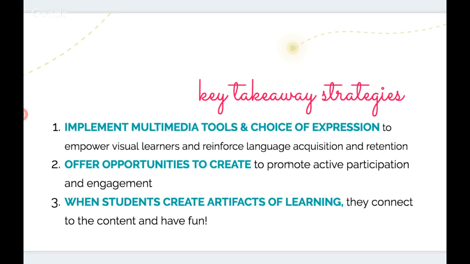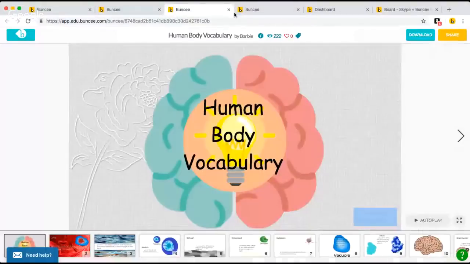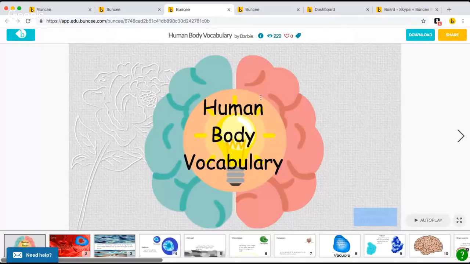test preparation. I'll share one example now of how a 5th grade classroom used Buncee during their human body unit, in which they were presented with vocab words for each body system. Here, I'll go over and show you that actual Buncee as well. So here's their Buncee on human body vocabulary.